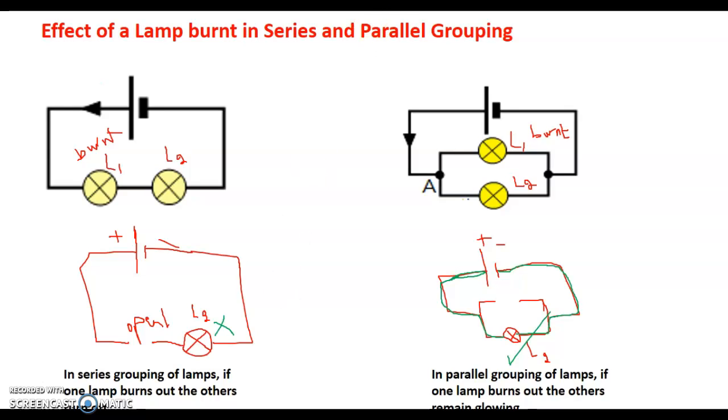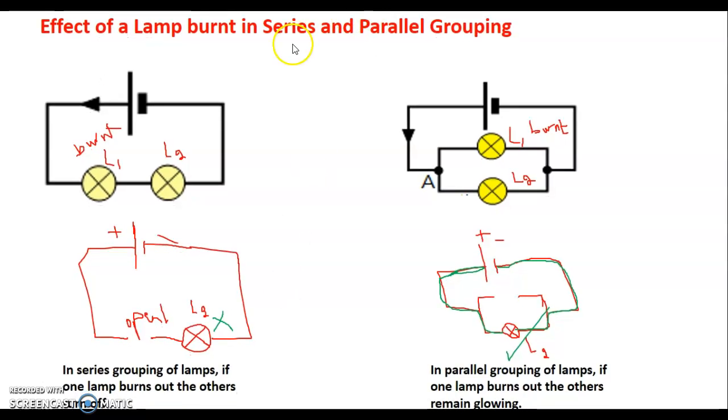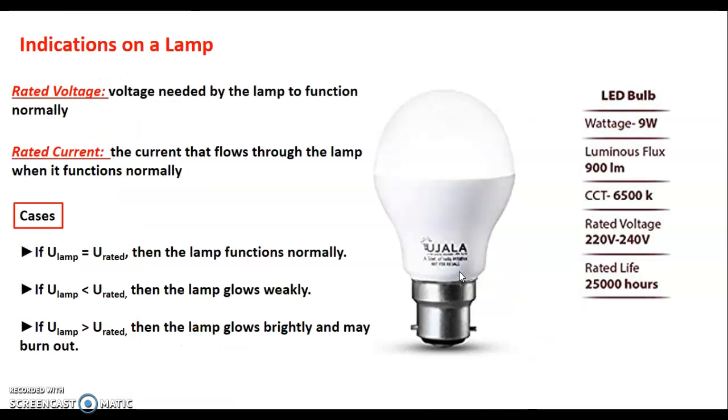In series grouping, when a lamp burns out, it acts like an open switch. So what happens is that if this one burns out, then that circuit will open and L2 won't glow anymore, it will turn off. However, in a parallel grouping, if one of the lamps burns out, acting as an open switch, the other lamp remains functioning normally because the current still can pass through a closed circuit.